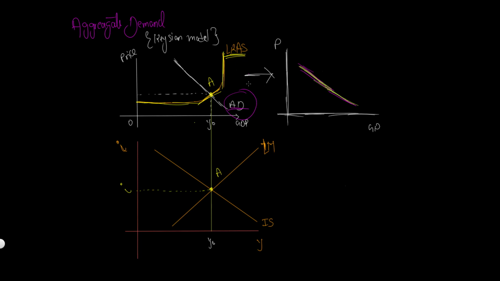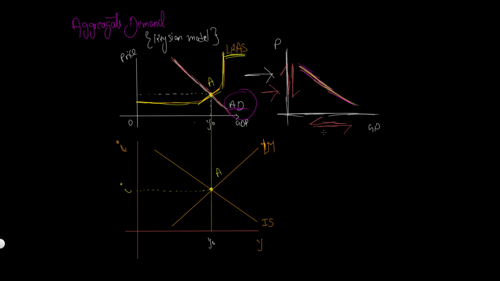If we look at the aggregate demand curve over here, you will notice that it is a downward sloping demand curve, which essentially means as the prices go down, the output in the economy increases, and as the prices go up in the economy, the output decreases. As the prices go down, the output increases. As the prices go up, the output decreases.